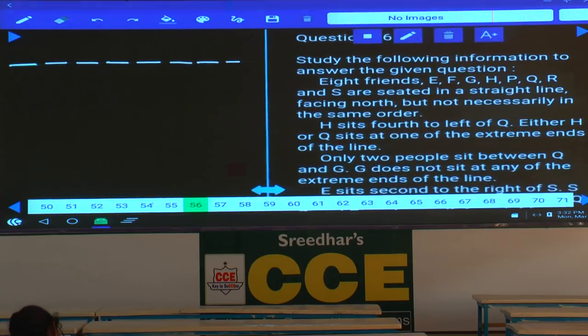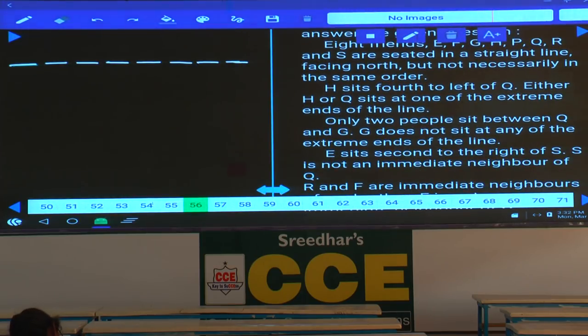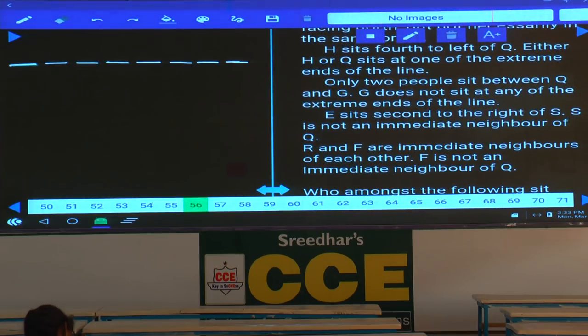Now 8 persons E, F, G, H, P, Q, R, S are seated in a straight line facing towards north. Isn't it? Same direction. H sits 4 to the left of Q. And either H or Q sits at one of the extreme ends of the line. Now we should start from this one. By doing so, we can have the possibilities. H is here. 4 to the left of Q, Q will be here.